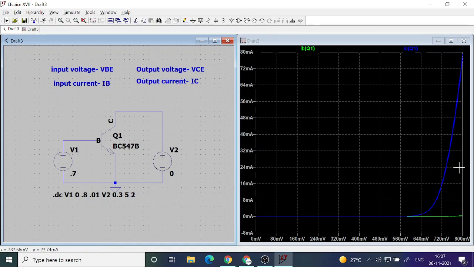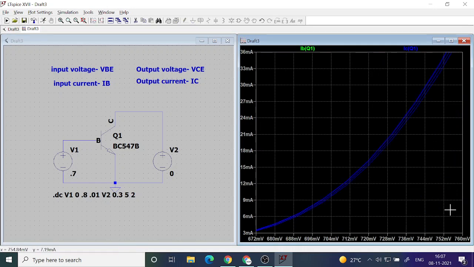The difference with the output voltage is these three curves, but they are very close to each other. You can't even see it. This is the only dependence of output current on output voltage. They are almost very close. But this variation is with respect to input voltage. So that is the key understanding that you should have from this experiment: you can control output current using input voltage.